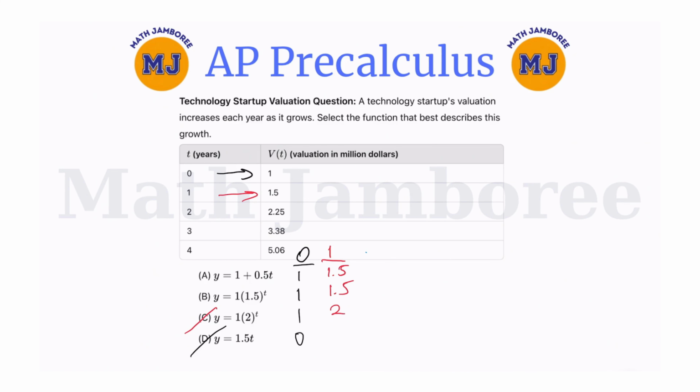And now we're going to substitute the value of 2. When we substitute 2, we're supposed to get 2.25. So 0.5 times 2 is 1. 1 plus 1 is 2, which is not 2.25. Therefore, we can eliminate choice E. And 1.5 to the power of 2 is 2.25 times 1 is 2.25. So therefore the correct answer is choice B for this specific question.